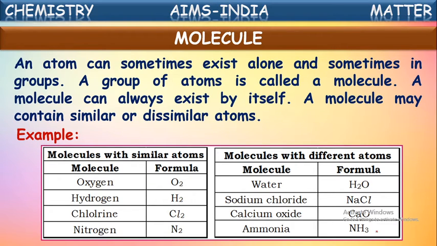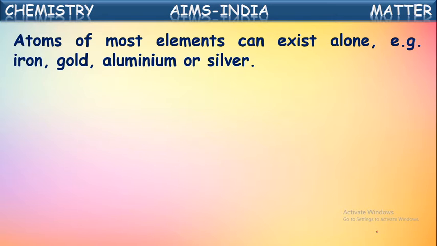So from this you can understand that a molecule may be made from either the same kind of atoms or different kinds of atoms also. Okay. Atoms of most elements can exist alone. For example, iron, gold, aluminium, or silver, or some other noble gases like helium, neon, argon. For these elements, the atoms exist independently, alone. They won't be in the combined form. Mostly for metals and noble gases, atoms exist alone.